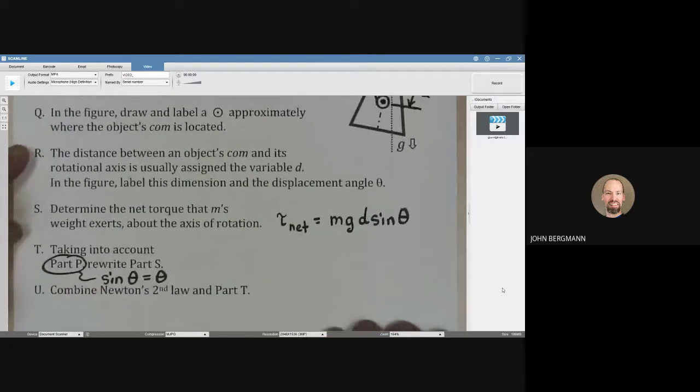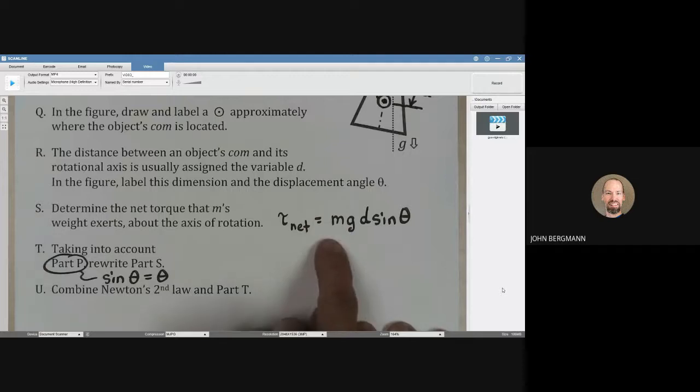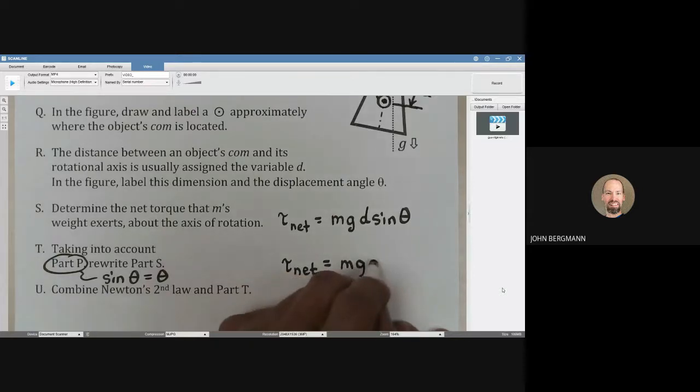So the net torque is the force, m times g, times the lever arm, which is d sine theta. Letter T. Taking into account part P, that the sine of theta was equal to theta, rewrite part S. How can we rewrite this taking into account part P? Instead of sine theta, we'll just write theta. So the net torque is going to be equal to m times g times d times theta.